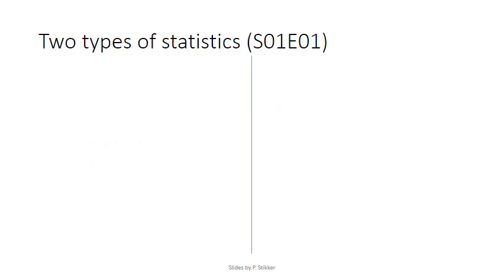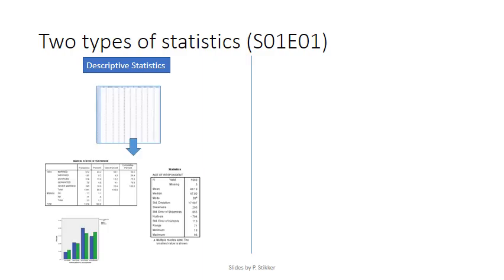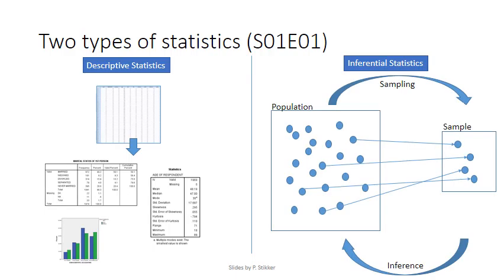In the first segment of this session, we discussed two types of statistics: descriptive statistics, which tries to convert large collections of data into either tables, diagrams, and/or statistical measures, or inferential statistics, which tries to say something about a population based on a sample.